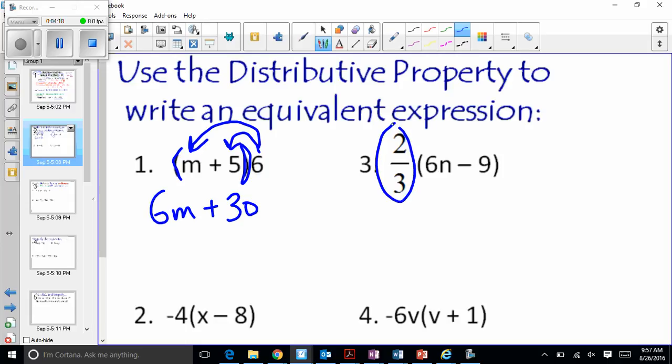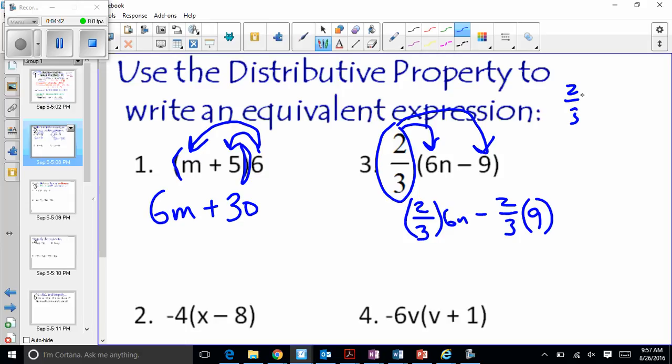Here, I'm going to do the same thing. 2/3 gets multiplied times 6n and times 9, or I could say times negative 9. My new expression will say 2/3 times 6n minus 2/3 times 9. Over here on the side, I can do 2/3 times 6. I can multiply across. Before I do, I might want to simplify. 3 and 6 become 1 and 2 because they can both be divided by 3. So I end up with 4 over 1, or just 4. So now this combined makes 4, and I bring down the n.